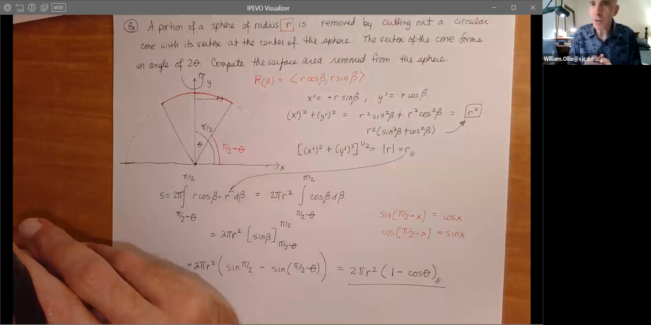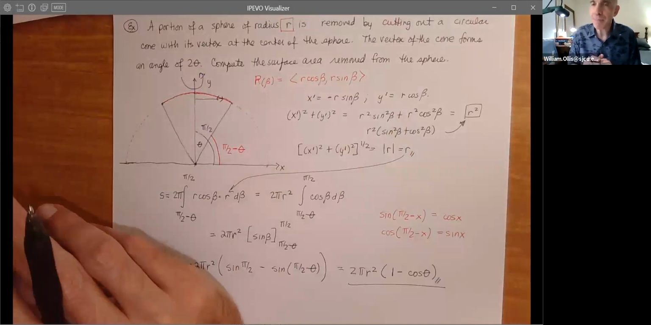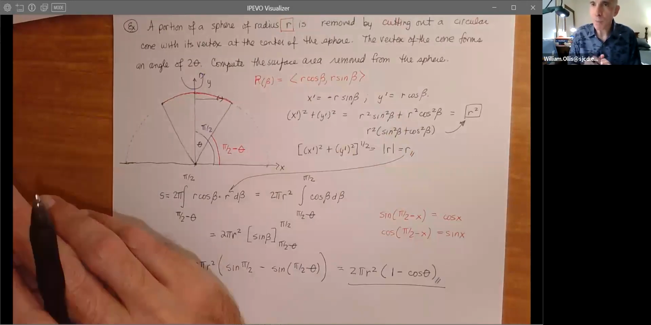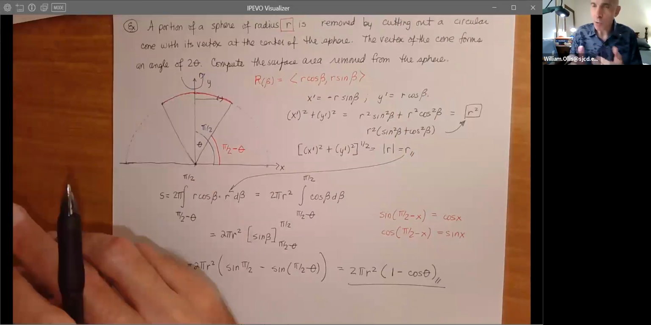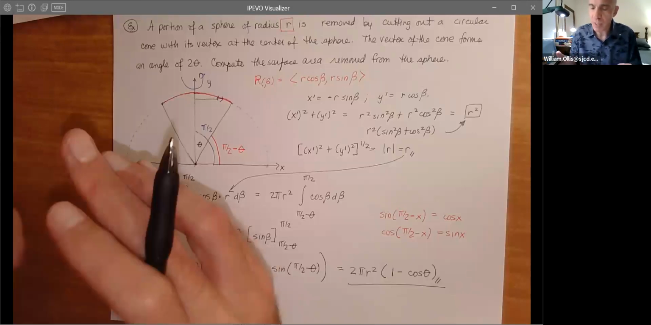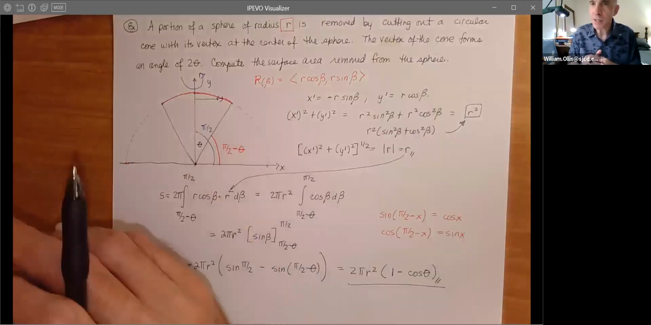And one of my favorite classes in grad school was differential topology, where we did differential geometry on surfaces and on curves. And it's an amazing study.